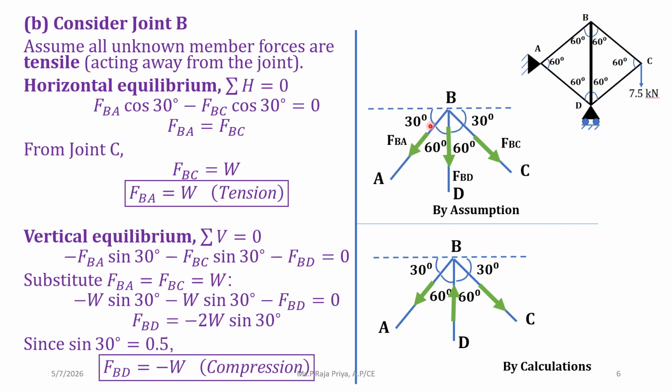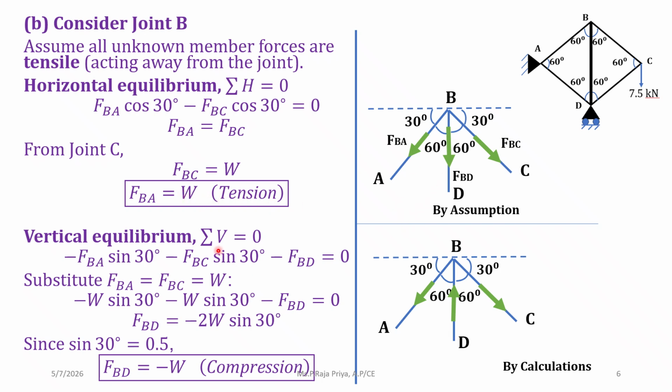So first we take this member, horizontal component of this member force FBA cos 30. This is in this direction, and for this member it is FBC cos 30. This will be towards this direction. Since both are in opposite direction, for one you can take plus and for the other one you can take it as minus. So FBA will be equal to FBC. Already we have found out FBC as W, so you can substitute. So FBA will also be W. Since it is positive sign, you can take it as tension.